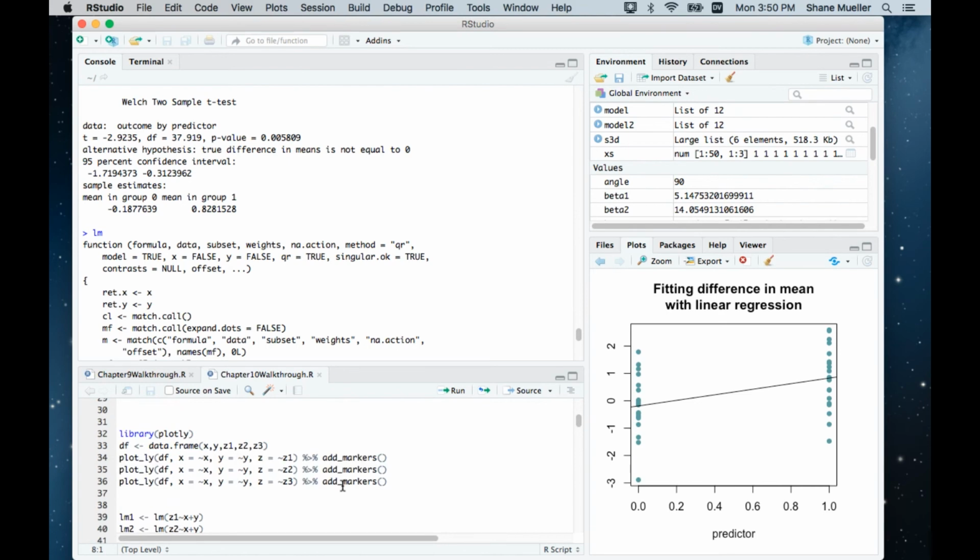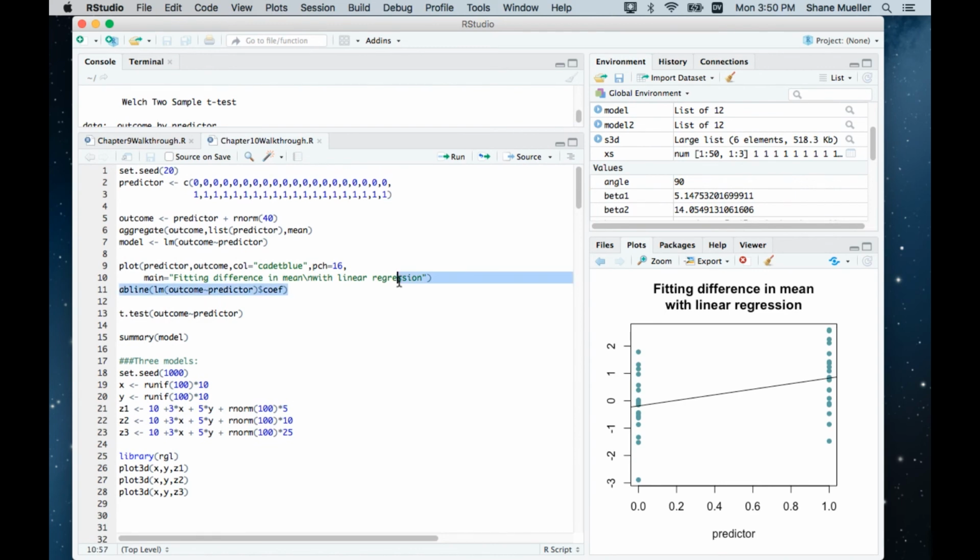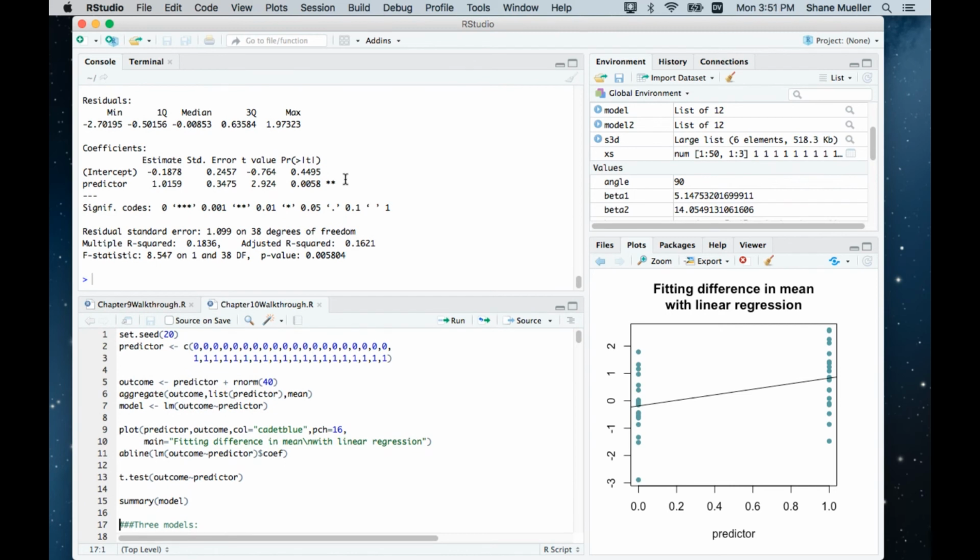The summary function for LM will give us not only the values but other statistics. If you look here, the estimate for the intercept is still negative 0.187, and there's a t-test associated with this. And then there's a predictor, 1.01, and there's a t-test for that. Now you need to pay attention to this line: 2.924, 0.0058, and 38 degrees of freedom.